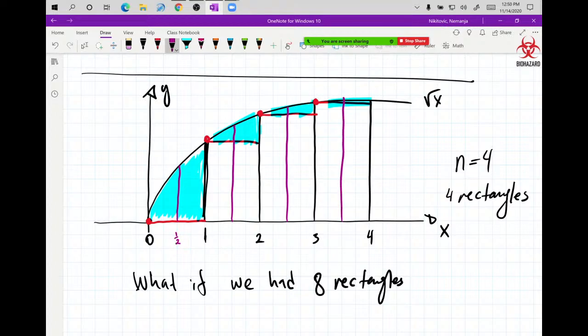So now I also have it at half, at 1.5, 2.5, 3.5, right? And if I do the left points now, we eliminated this as error, this as error, this as error, and a little bit over here. You see that we eliminated a lot of error by doubling the number of rectangles. You don't have to double it, just have more than what you had before. And if you have more rectangles, then the error is going to drop.